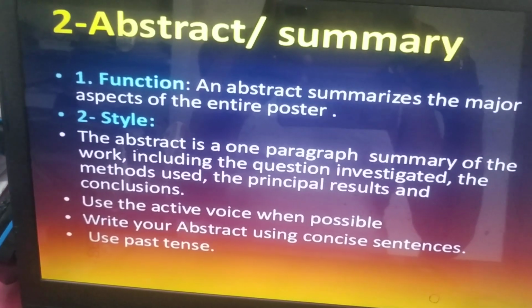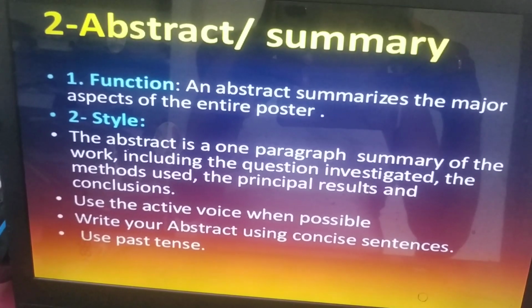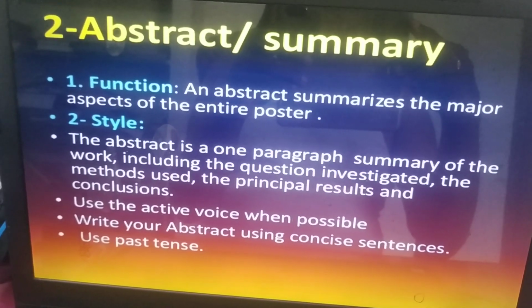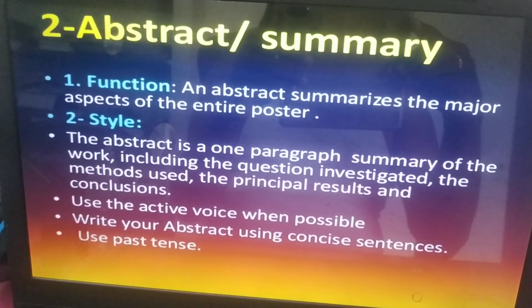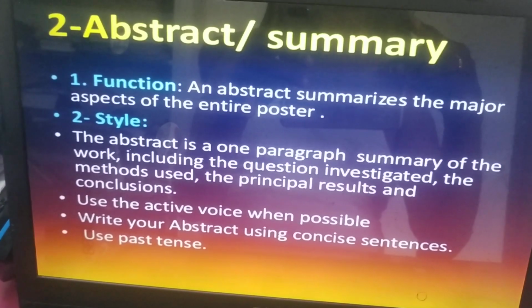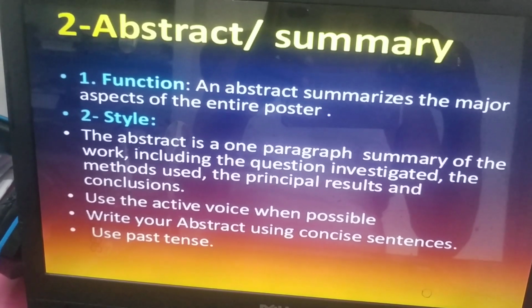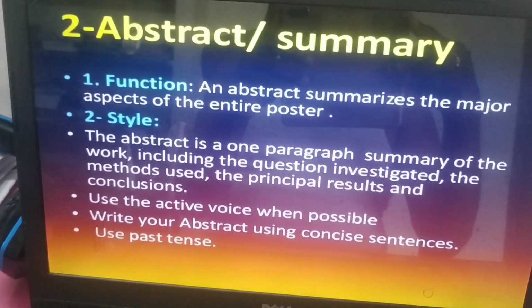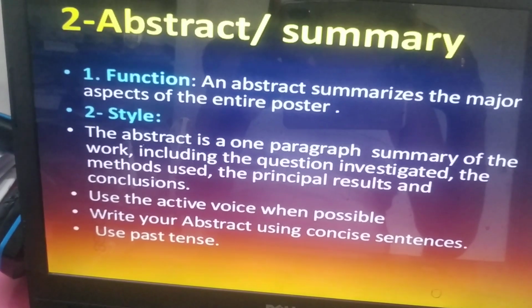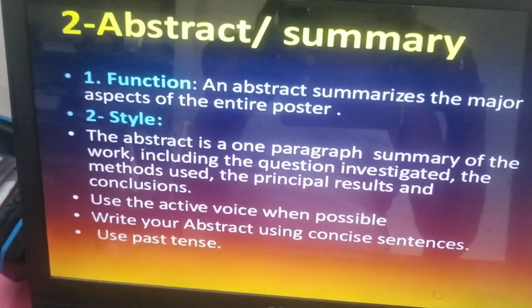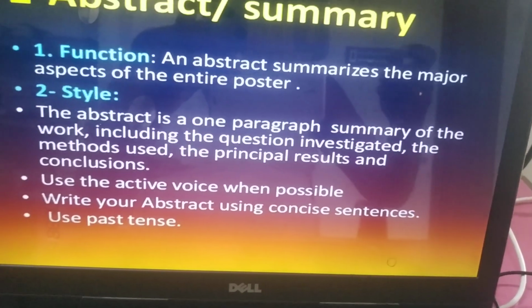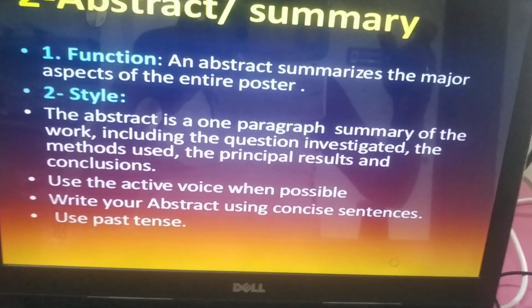that is its function. An abstract summarizes the major aspects of the entire poster. The abstract is a one paragraph summary of the work, including the question investigated, the methods used, the principal results and conclusions. Use the active voice and, when possible, write your abstract using concise sentences. Use past tense. So it is a brief story about your entire work.